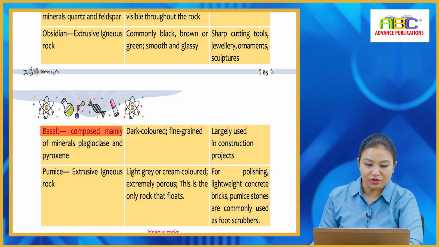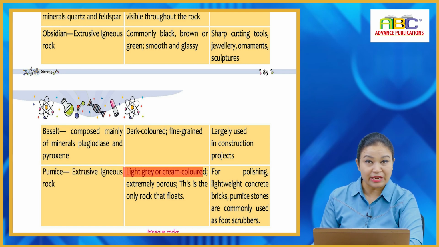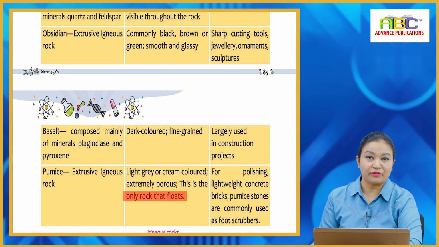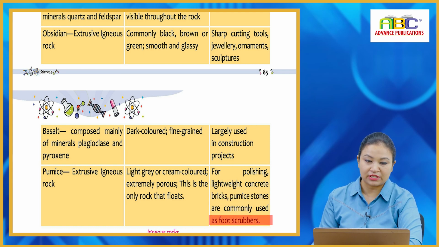Basalt: composed mainly of the minerals plagioclase and pyroxene. Dark colored, fine grained, largely used in construction projects. Pumice: extrusive igneous rock, light grey or cream colored, extremely porous. This is the only rock that floats. For polishing lightweight concrete bricks, pumice stones are commonly used as wood scrubbers.